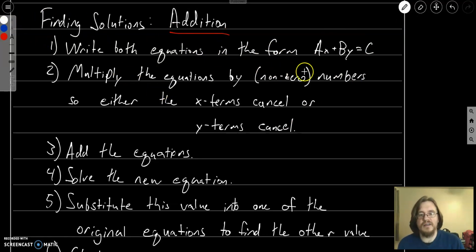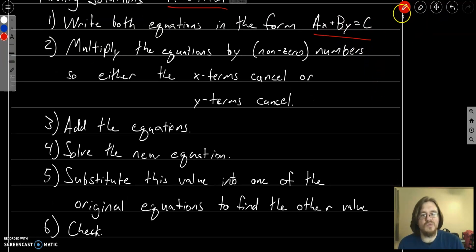So this is maybe a little bit more complicated to describe, but when I go through the example, it will make more sense. So again, we have to write both of our equations in the form of ax plus by is equal to c. And the trick is that we are going to want either the x terms or the y terms to cancel. So before I do anything else, I want to go through an example where I show you what this means.